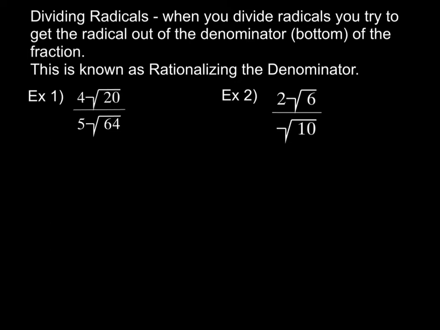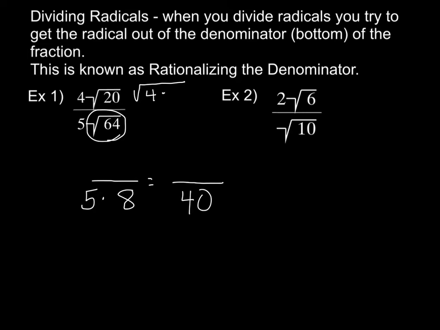The first way is to decide if you have any perfect squares in the denominator. So for example, in example 1, you notice that square root of 64 is a perfect square. The square root of 64 turns into 8, and I already have a 5 at the bottom, and so I know my denominator is going to be 40 without having to do any work. The numerator is the square root of 20 with the 4 out front.